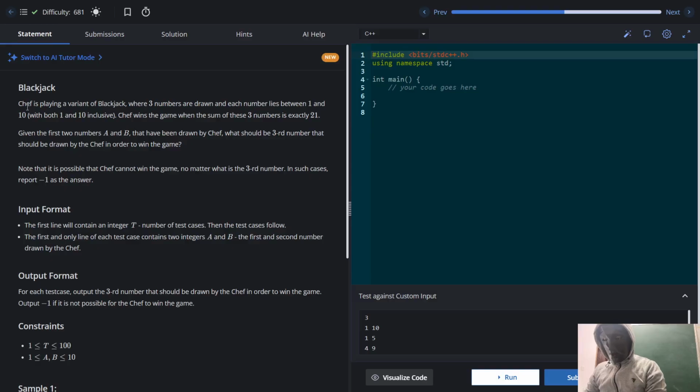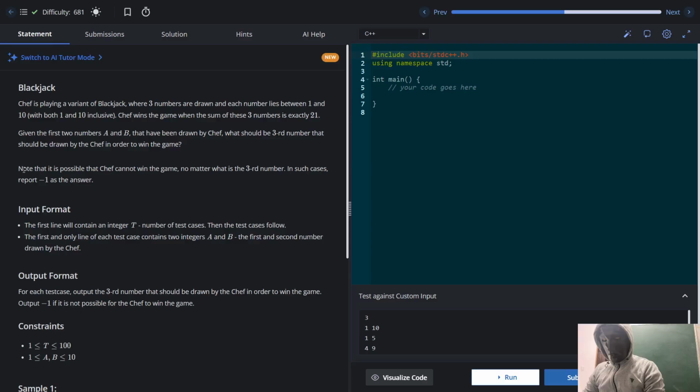It says Chef is playing a variant of blackjack where three numbers are drawn and each number lies between 1 and 10, both inclusive. Chef wins the game when the sum of these three numbers is exactly 21. Given the first two numbers A and B, drawn by Chef, what should be the third number that Chef should draw in order to win the game?